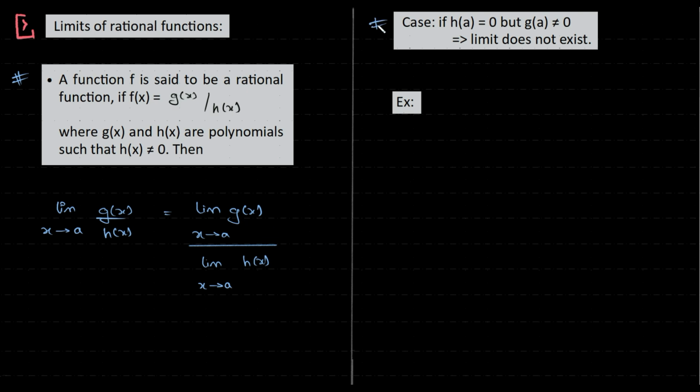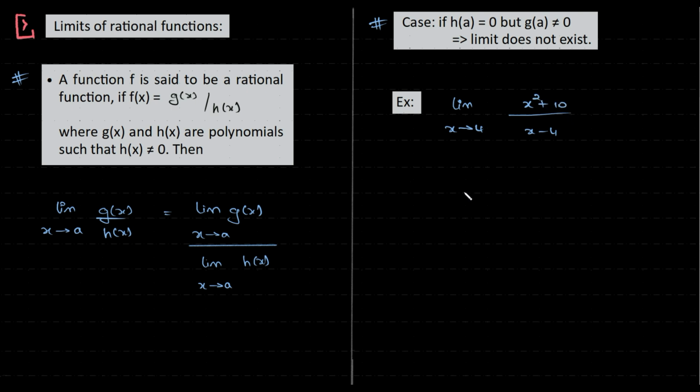Let me explain this. If h of a, the denominator, is equal to 0 when we substitute a, since it's a polynomial function we substitute a directly. If the denominator is 0 while the numerator is not 0, then the limit does not exist for that particular expression. For example, say I have limit x tends to 4. In the denominator it's x minus 4. In the numerator, say it is x square plus 10, something like this.